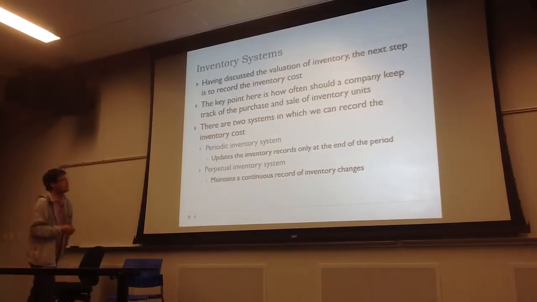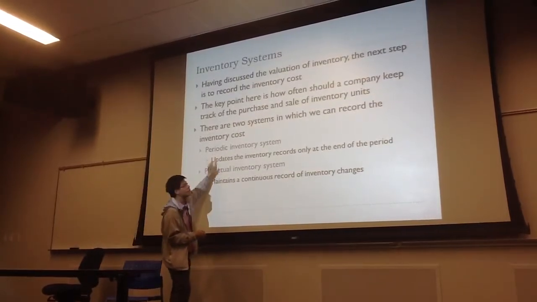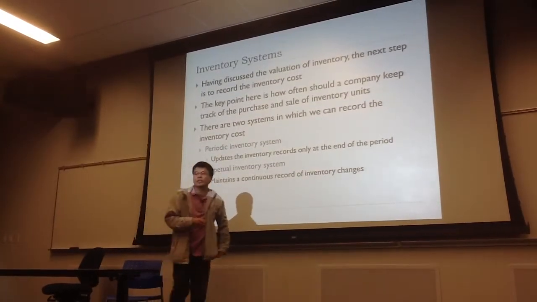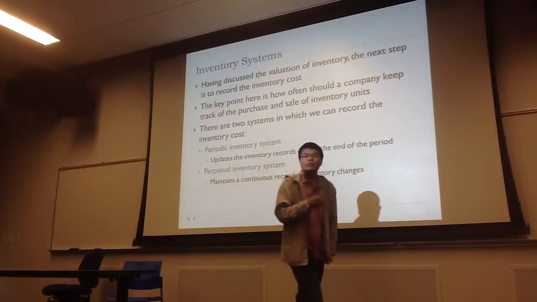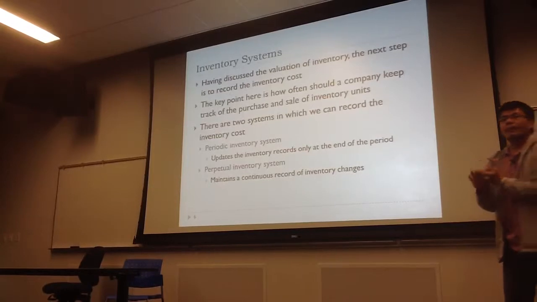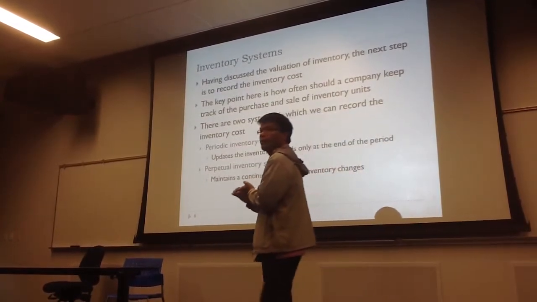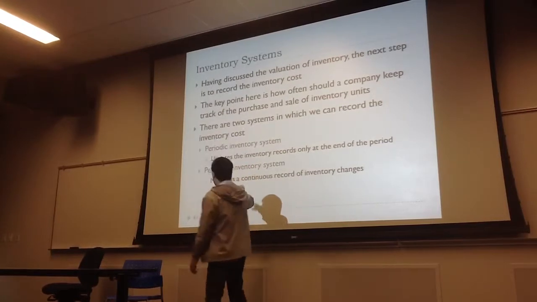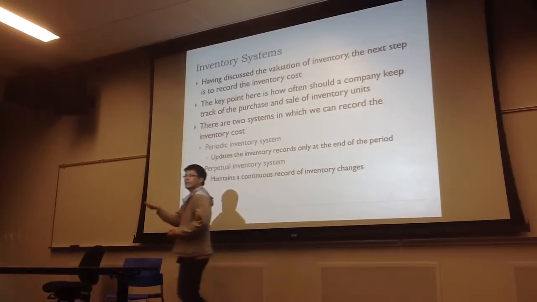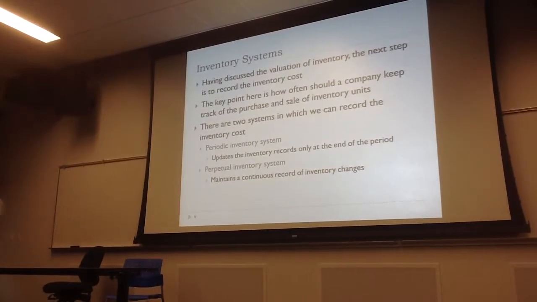So something like this would refer to whether they are using a periodic inventory system or a perpetual inventory system. For the periodic inventory system, the first one, the record is only updated maybe once a month, once every 6 months, or every year. But for the perpetual inventory system, the record is updated every single second. So for example, whenever there's a sale, the computer will update the record.